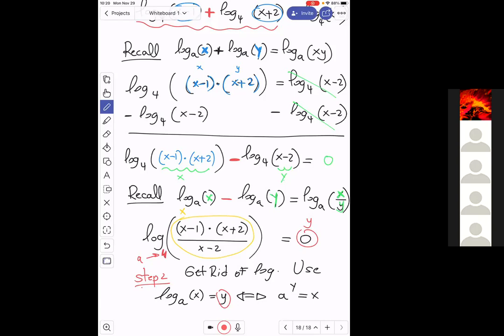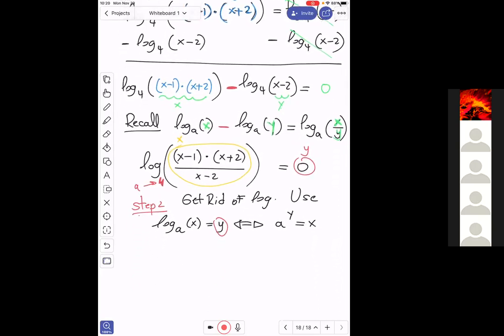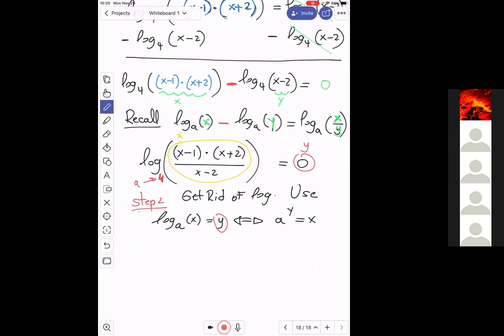If we apply our identity, that's a, where a is 4, to the power y. So just be careful, guys. It's not y to the power a. It's a to the power y. The base is the a. So exponential in the base a, which is 4, to the power y. Y is 0, equal to x. And x is the whole expression inside the log, x minus 1 times x plus 2 over x minus 2.